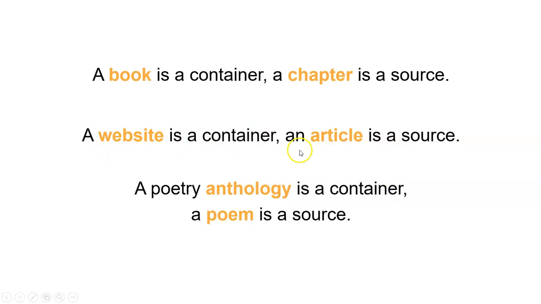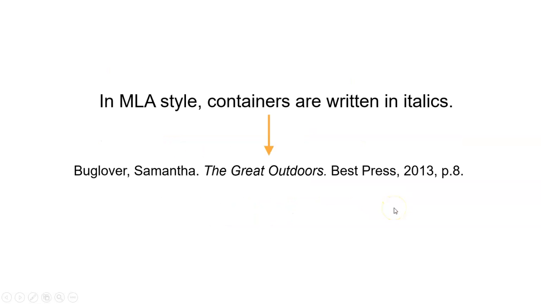Same thing with online sources. When I use an online article, the article is the source, but it comes out of the larger website, which is my container. And then anthologies work the same way. So anthologies have collections of stories, poems, essays, all kinds of things. Say that I'm just looking at one particular poem from this collection. The poem is the source, and the anthology is the container.